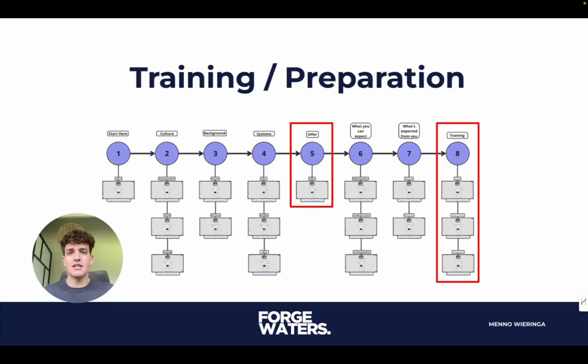Okay, and the last part is training and preparation. So here I put on point 5, you can see the offer, and on 8 it says training. 5, the offer. This is an example onboarding system that I built, a very simple one for a sales team. The sales team needs to know the offer. They need to be prepared to sell whatever they're going to sell, and they need to know how to sell it, etc. So at point 5 we explained the offer, and then at point 8 you get all sorts of training.